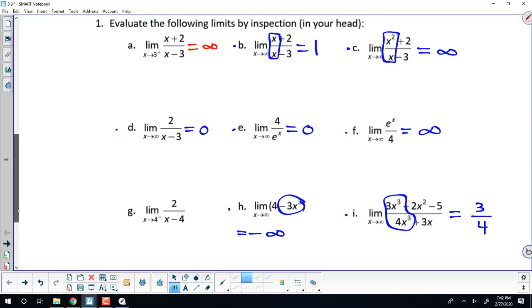How about 2 over x minus 4 as we approach 4 from the left? Negative? Do y'all agree? So we're approaching values of 4 from the left, numbers slightly less than 4, minus 4, and that's negative. So again, the denominator is approaching 0, but it's approaching 0 through negative values. 2 over a really small negative number is a really large negative number.